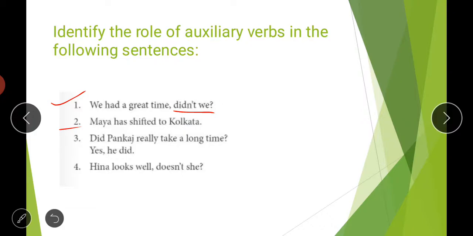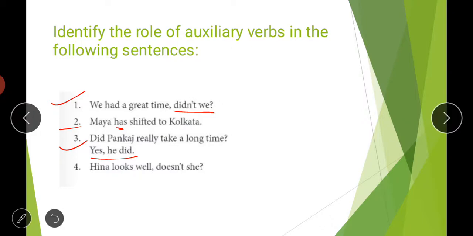Second, Maya has shifted to Kolkata. So has means we are talking about the present perfect tense. This word has, which is an auxiliary verb, is used here to make the present perfect tense. Then third is, did Pankaj really take a long time? Yes, he did. So again, to avoid repetition, yes, he did, means we have answered this question within a few words. So to avoid repetition, here we have used the auxiliary verb did.